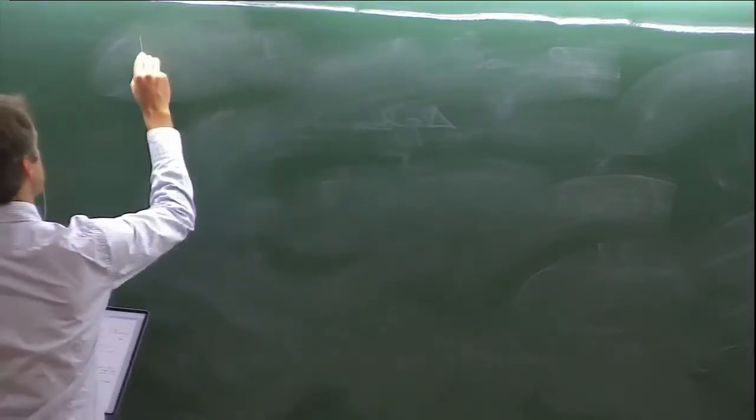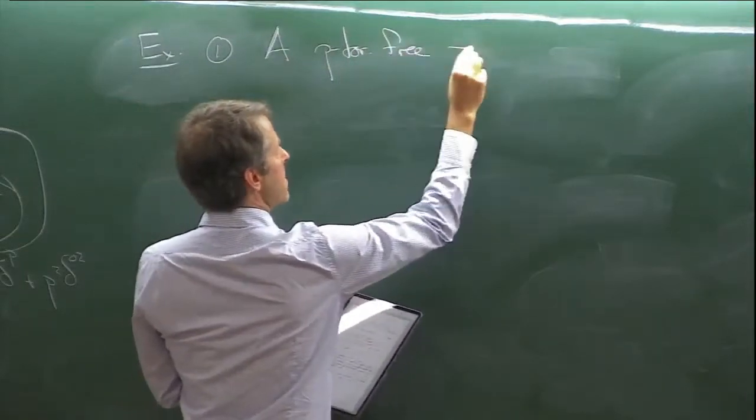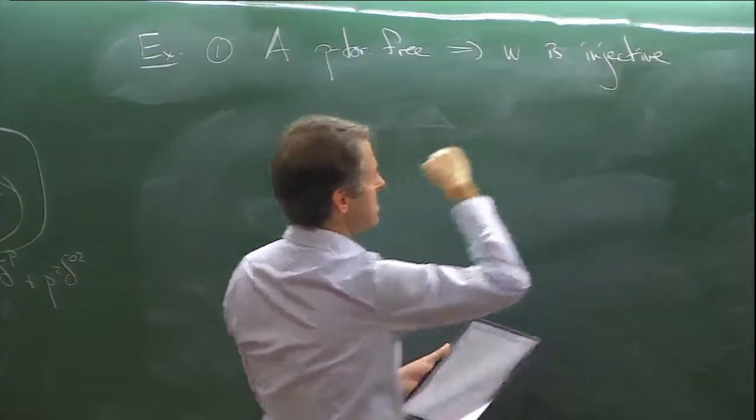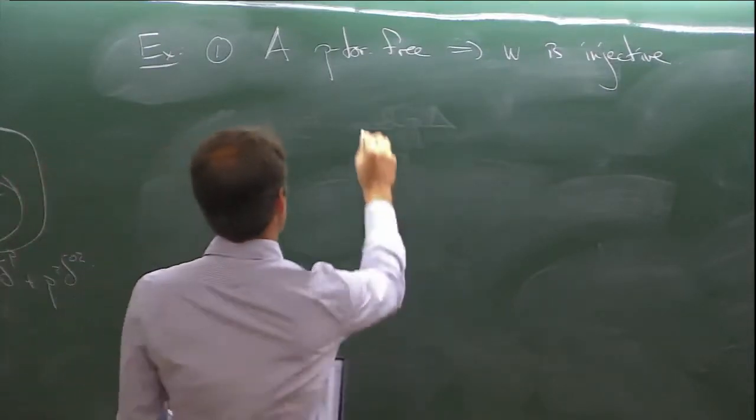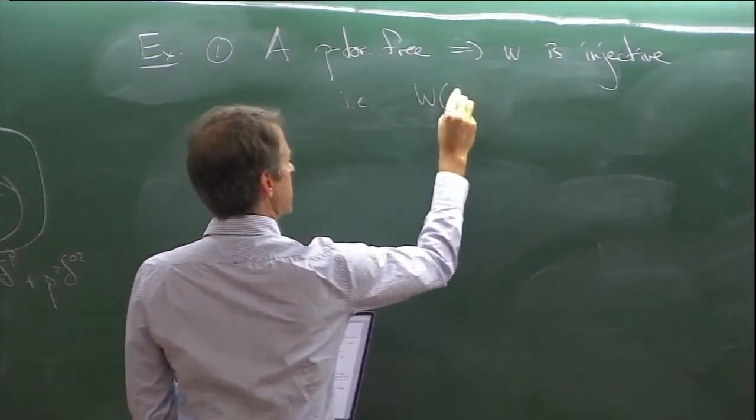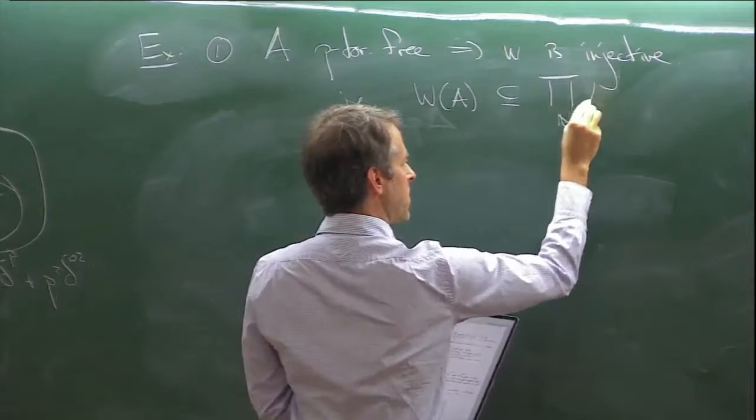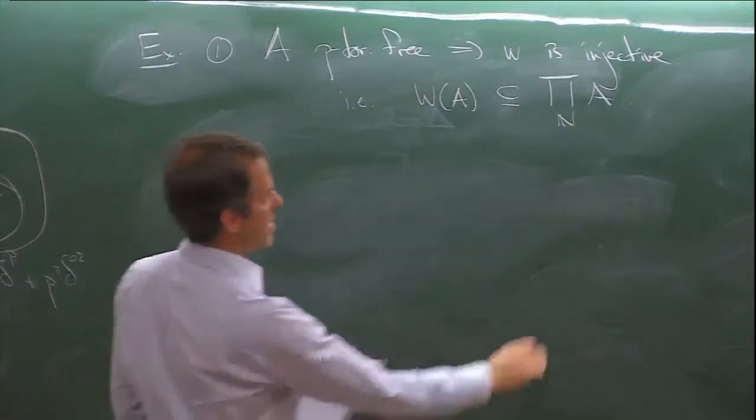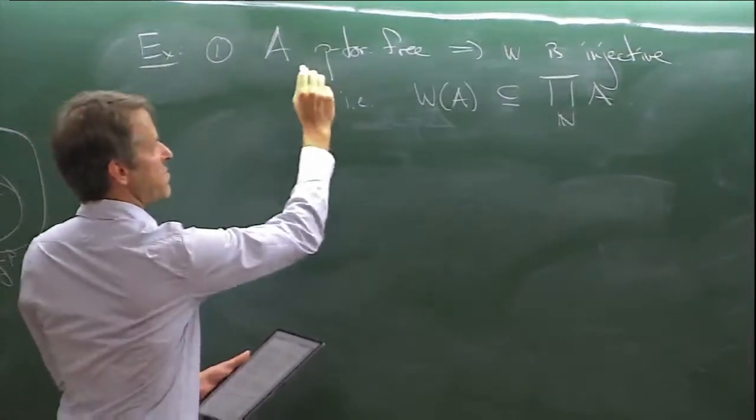So here are a few exercises. If A is p-torsion free, then W of A is injective into the product ring. And I think this is really important because it tells you that the ring of Witt vectors can be identified with a subring of a product ring. Of course, how it sits in there is very non-trivial, but still, if you want to do a computation, you can always do it in the product ring, if A is p-torsion free.